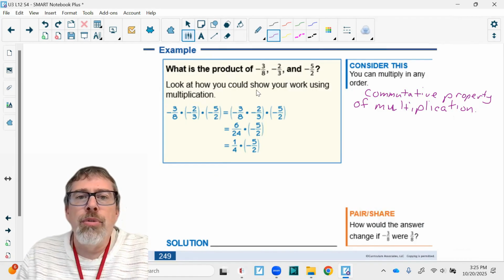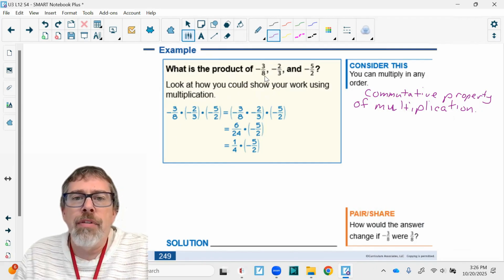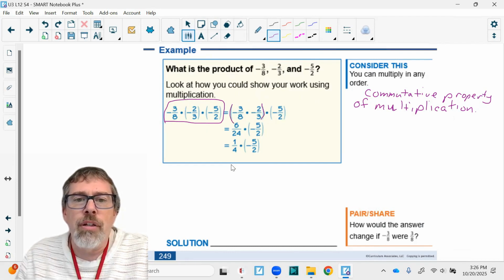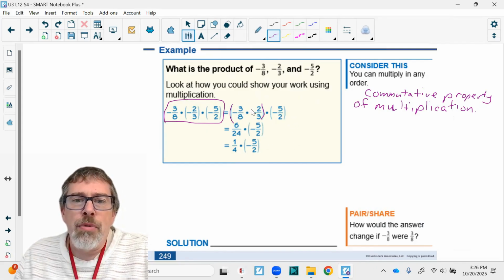So look at how you could show your work using multiplication. So what did they do here? They have negative 3/8, negative 2/3, negative 5/2. They repeated it right here, and they said it equals negative 3/8 times a negative 2/3 times a negative 5/2, and they put parentheses around the first two terms. Okay, so they're just working left to right, and they're getting 6. 3 times 2 is 6. 8 times 3 is 24. Negative times a negative is positive, and then they bring down this negative 5/2.